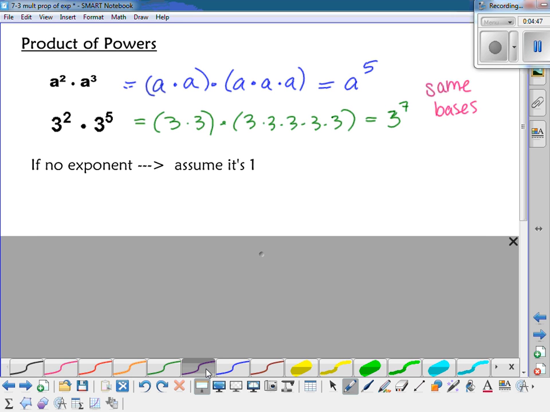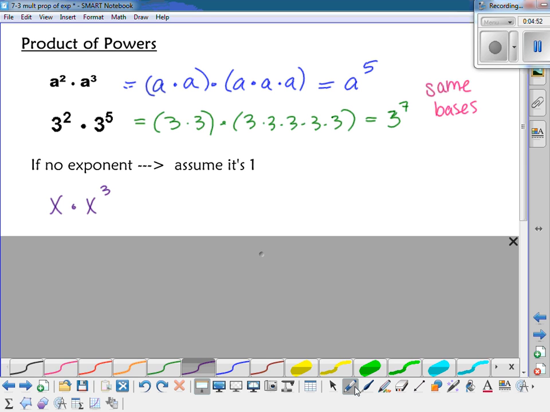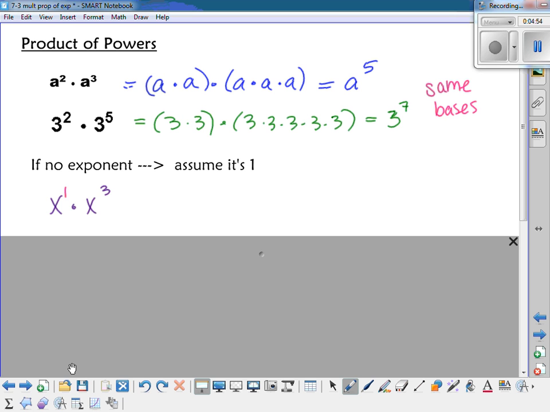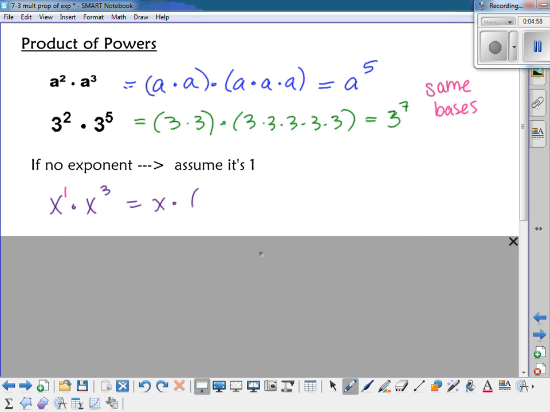So for instance, if I have x times x cubed, that's really x to the 1st power, okay? And so that's going to equal x, and then times the x cubed. So it actually comes out to x to the 4th. So don't forget that if there's no exponent, there really is one. We just don't write it down. It's number 1. Okay, any questions about that? All right, so we're going to look at some examples.